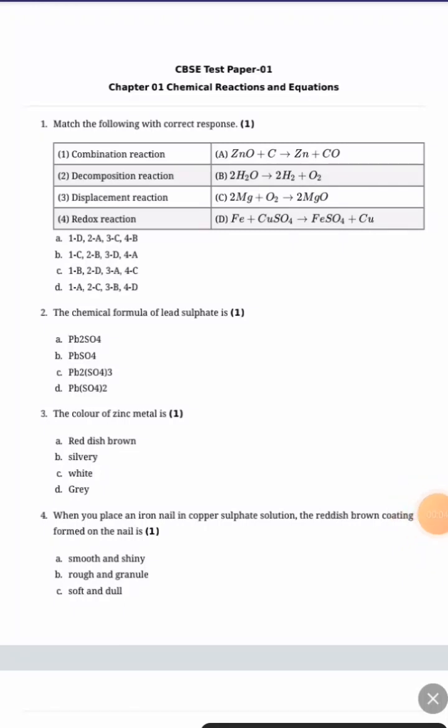Today we see Chapter 1, Chemical Reactions and Equations, Class 10th Science. First question, match the following with the correct answer, MCQ. We see the chapter-wise questions for the board, and the first question is: combination reaction, decomposition reaction, displacement reaction, redox reaction. Match the following.